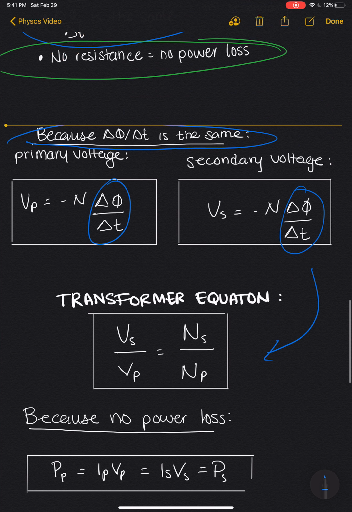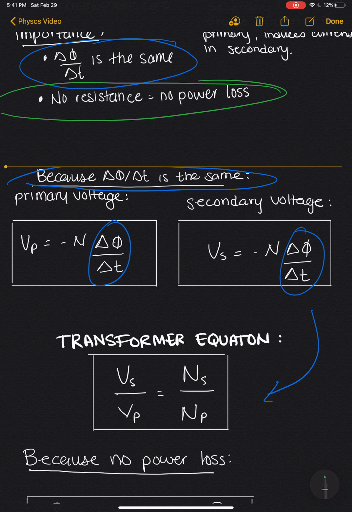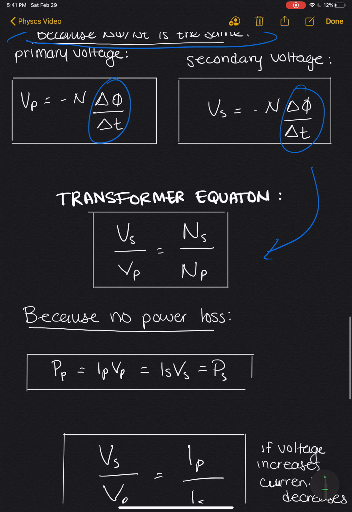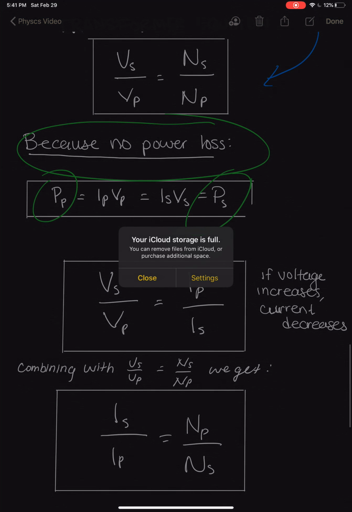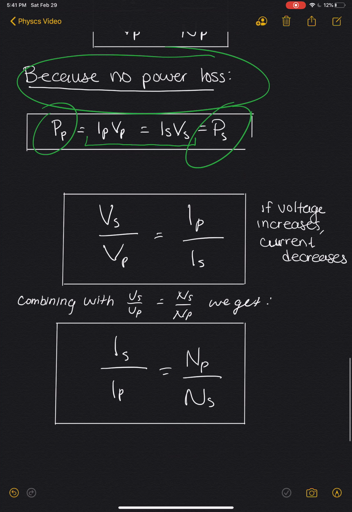And then the second set of equations, I should say, because there are a couple that we can create or find because of this no resistance, are these. Because there's no resistance, there's no power loss. And when there's no power loss, we know that the primary power is equal to the secondary power. And then when the primary power is equal to the secondary power, we can say that the current times the voltage, which is just the equation for power, at the primary location is equal to the current times voltage at the secondary location. So, that's really cool.